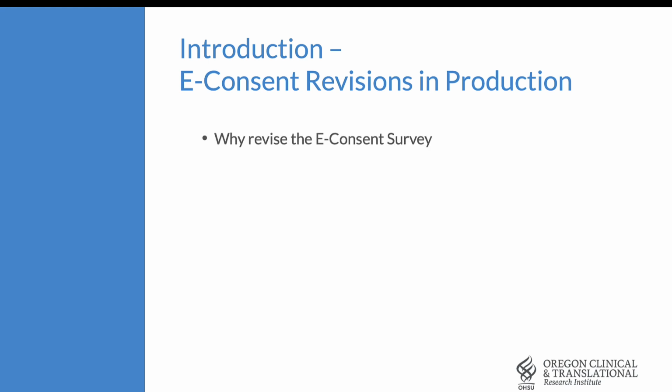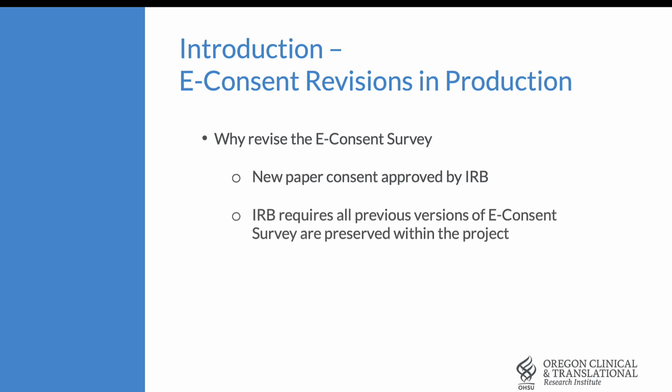Why revise an e-consent survey? An e-consent must be revised any time there is a new paper consent approved by the IRB, including standard annual continuing reviews or modifications that update the content within the consent. The IRB requires that the REDCap project must preserve all consent versions, so that in the case of an audit, the study team would be able to navigate to a given record in the REDCap project and see to which version of the e-consent survey the participant agreed. In order to meet this requirement, the e-consent survey must be edited using a technique called versioning.